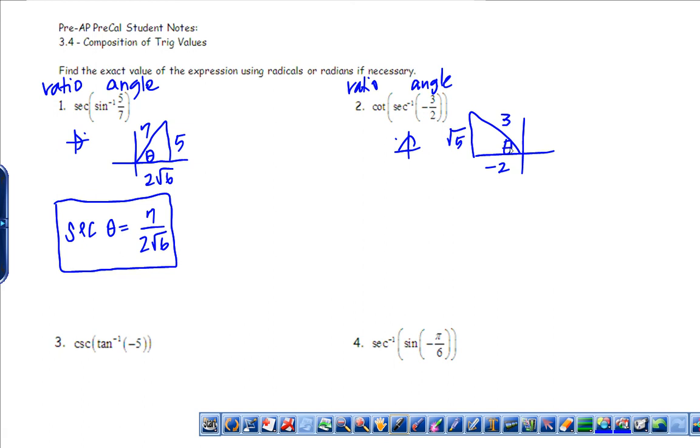Again, I don't know this angle, but I have built the triangle. So let's do cotangent of this missing angle. That's going to be -2 over root 5. And again, you can rationalize or leave it as is.